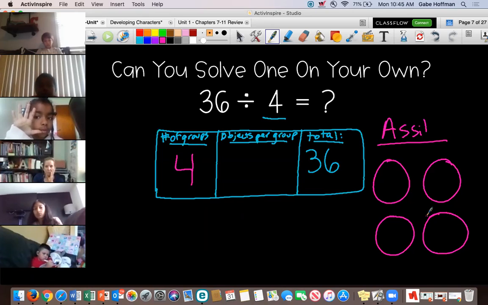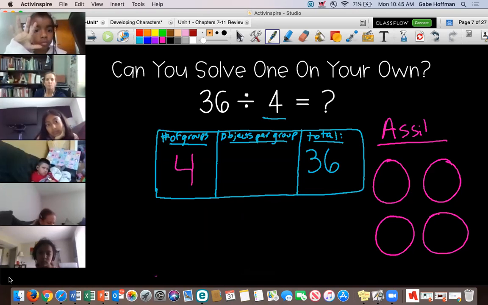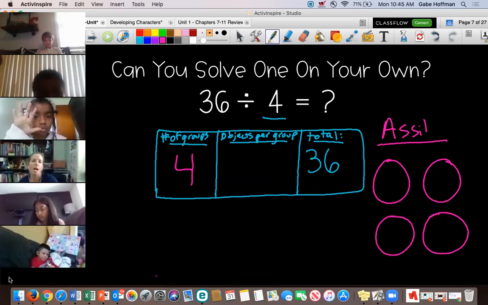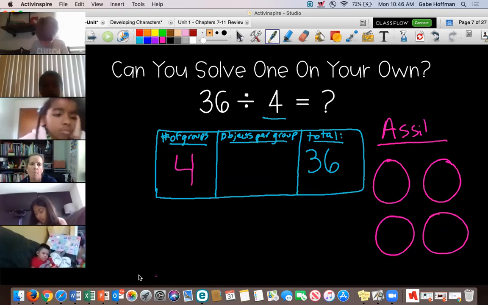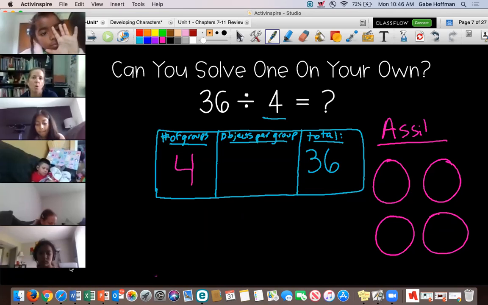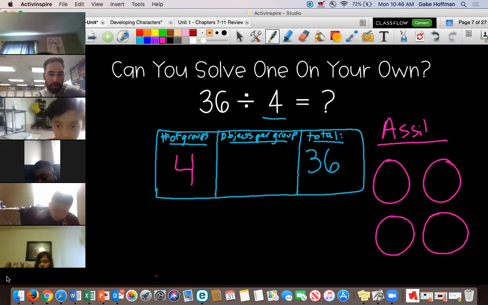So Asil started us with 4 groups. Is there anybody who can take us the rest of the way from here and tell us what we need to do now that we have our 4 groups drawn? Somebody besides Ania. I see the same hands up every time. Somebody else other than Asil, Ania, and even Jay's hand's been up a few times. I see Corbin's hand is up. Corbin, go for it. What do we need to do from here?